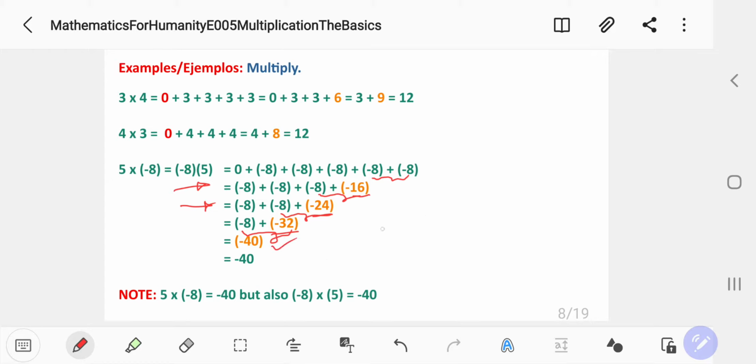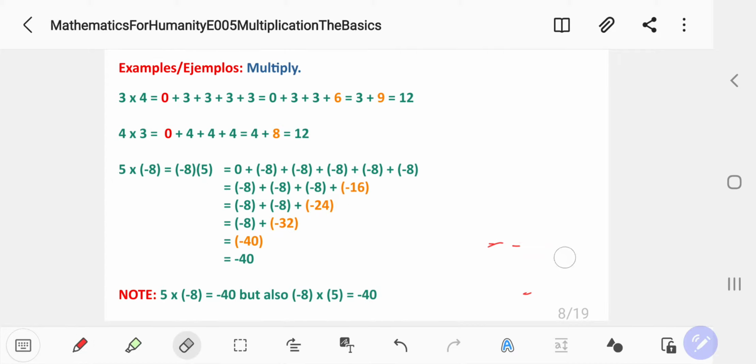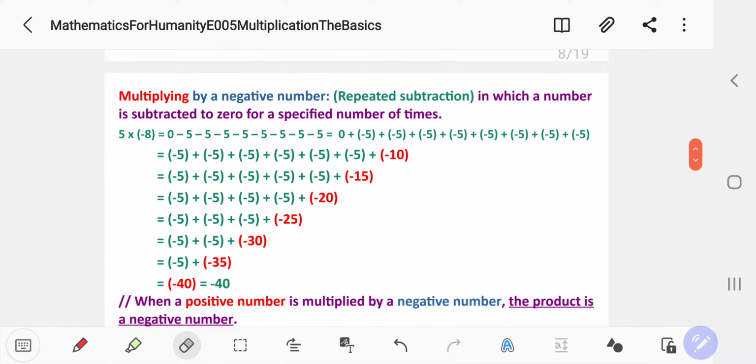And so 5 times negative 8 is equal to negative 40. Of course, this is also equal to negative 8 times 5, negative 40. So both are equal. So let's go to the next one. But before we do that, we have to clean this one.